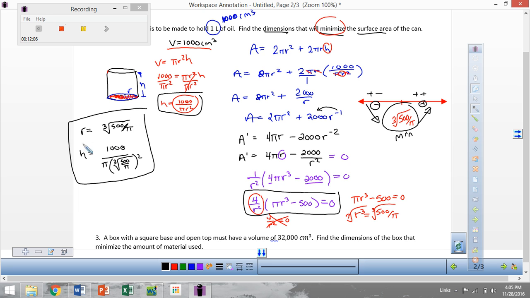If you want decimals, go ahead. Those numbers are going to make more sense to you. But these are the dimensions that I need for r and h to minimize the surface area of this can that needs to hold 1,000 cubic centimeters of oil.